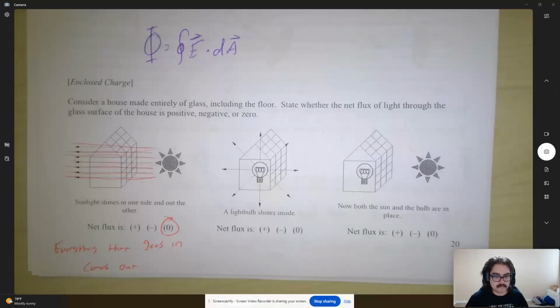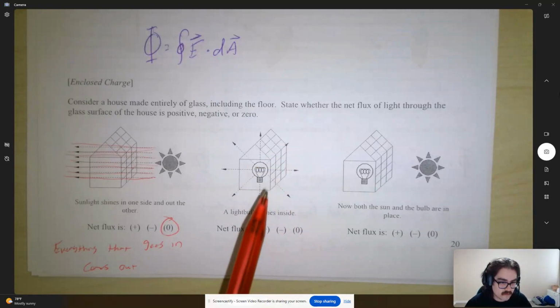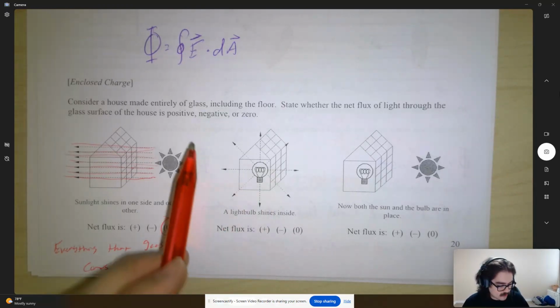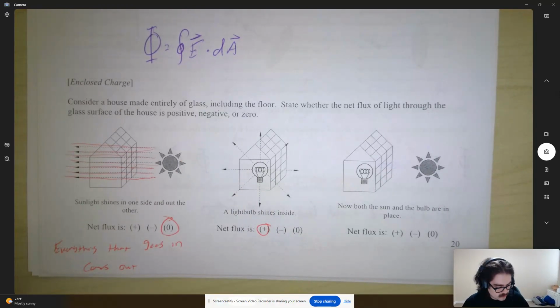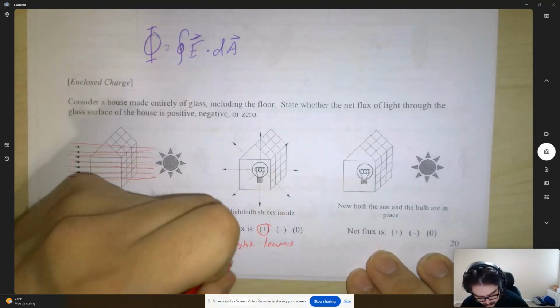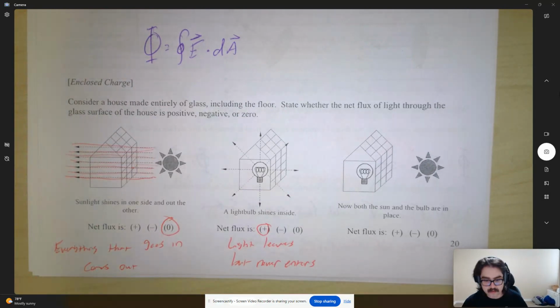What about the light bulb shining inside? Well, notice that there are no light rays going into the house, but they're all coming out of the house. So it would have to be positive. Light leaves, but never enters.